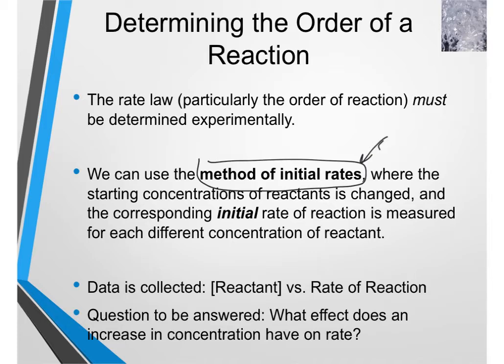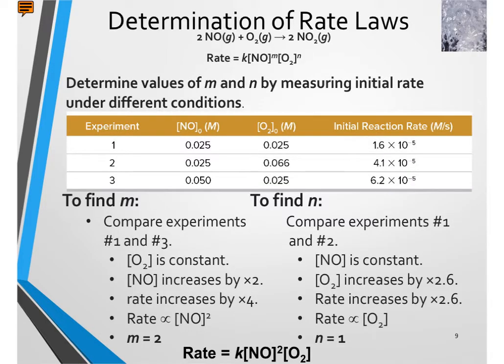The data that's collected in the lab is the concentration of the reactant versus the rate of reaction. What we're looking for is what effect does a change in concentration of a reactant have on the overall rate? And by looking at how sensitive each reactant is to the rate of reaction, we'll be able to determine the orders of reaction.